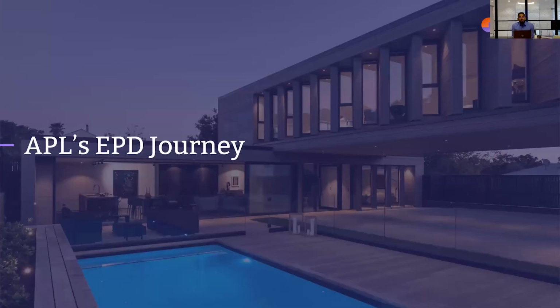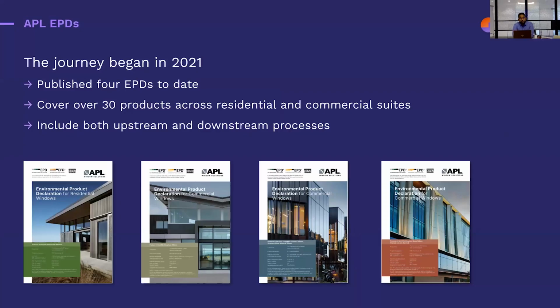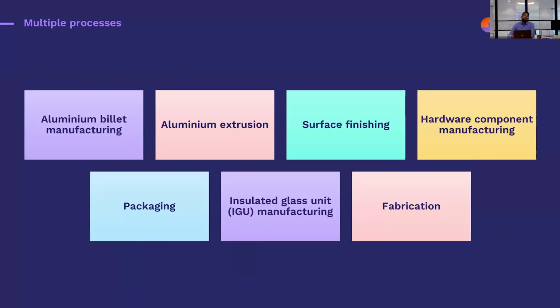Today, in this webinar, we're going to talk slightly about the journey we had with APL. So the journey began in 2021 when we partnered with APL to publish their first EPD for their residential product suites. And by today, we have published almost 4 EPDs for more than 30 products across both their residential and commercial suites. And all these EPDs cover both upstream and downstream manufacturing processes.